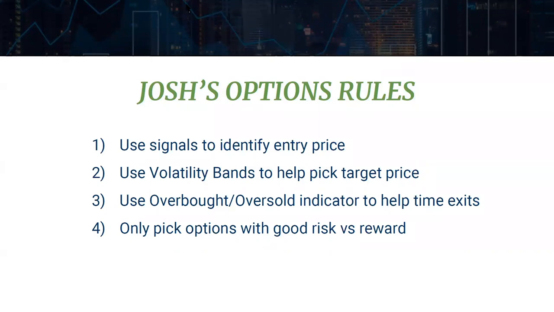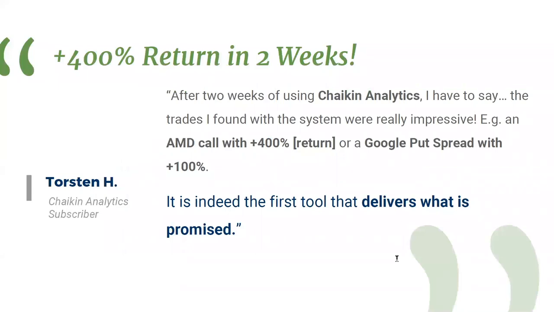Absolutely, Sandy. So next you'll see Torsten. Torsten wrote in, and he was doing some option strategies just like the one that I showed you. He did an AMD call, and he got a 400% return in 2 weeks. That's not something that's unheard of in the options market. And he also did a Google put spread. We're going to talk about puts in a little bit. I have a put example for you. These are option trades that he did with Chaikin Analytics, and he followed the process, and these are the results he got, which is wonderful. Can't wait to talk to Torsten again.